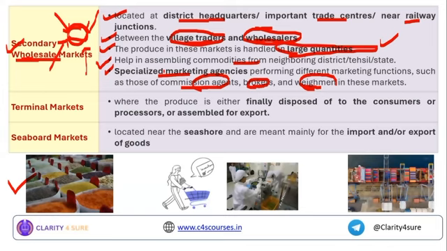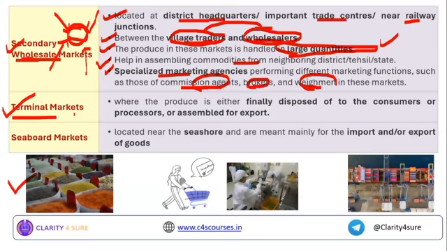They will have specialized marketing agencies, and the transaction will take place between village traders and the wholesalers. Okay, there is no involvement of producers or farmers here. Next, the classification based on location is terminal markets.